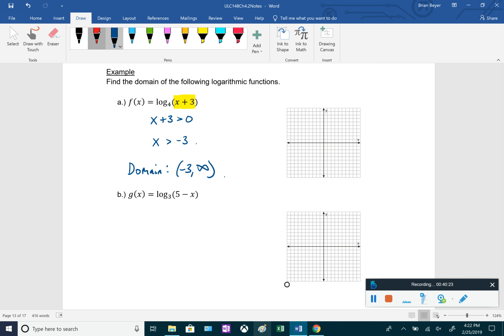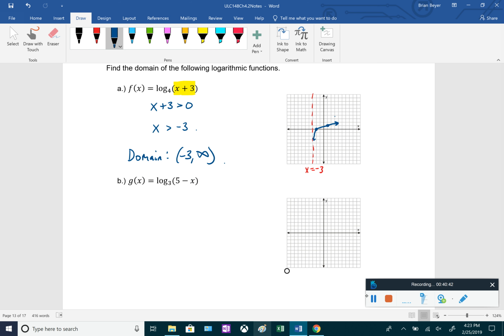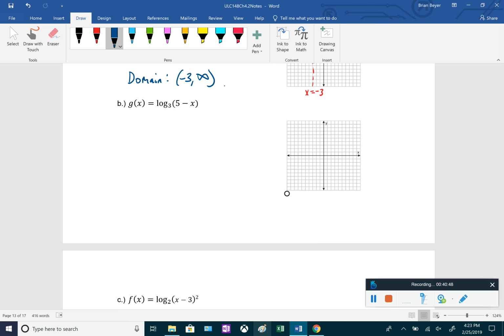So graphically speaking, if we graph this, it would actually look something like this. We have a vertical asymptote here at x equals negative 3, and it would look something like that. So you could see that it exists for x values that are greater than negative 3.